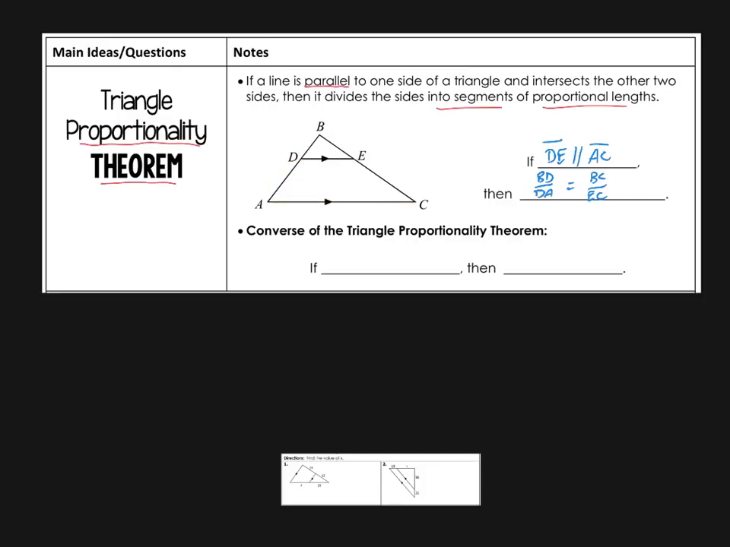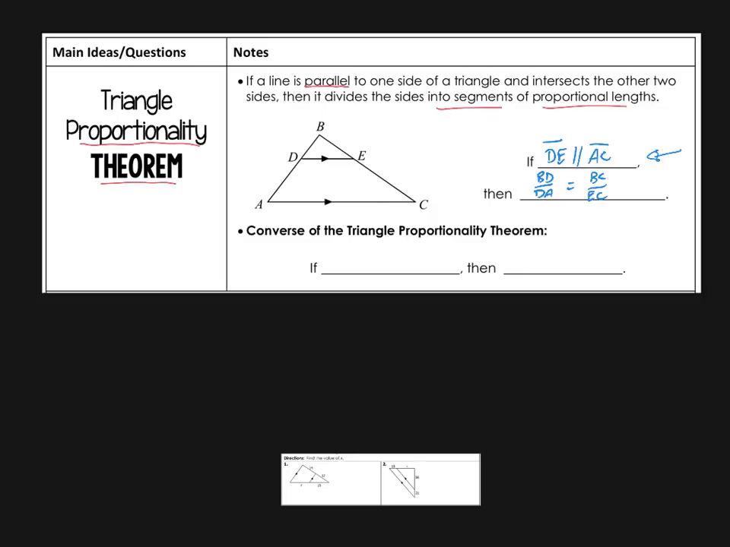And so what you want to do is press pause and get this information into your notes. But what we're saying right here is that if this DE is parallel to AC, remember this means parallel, then BD, this piece right here, is in proportion to DA, same as BE is in proportion to EC.